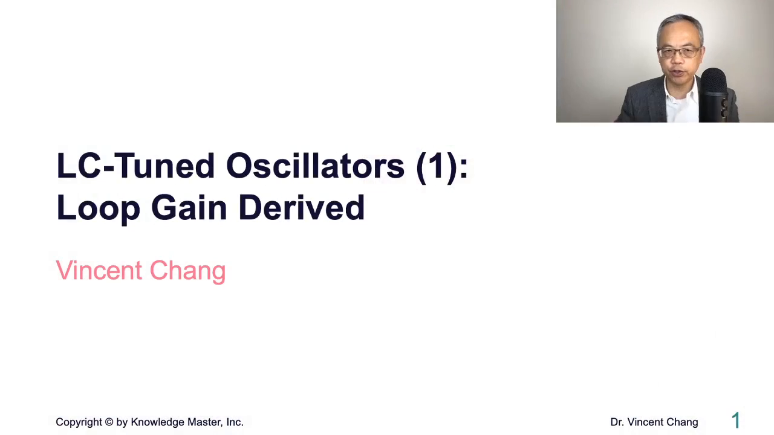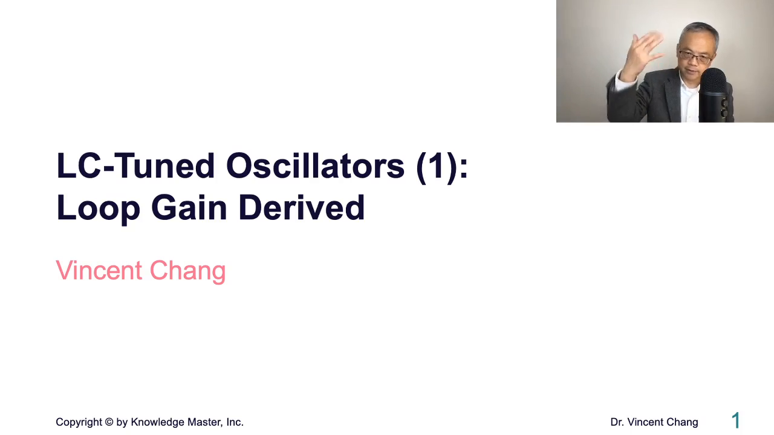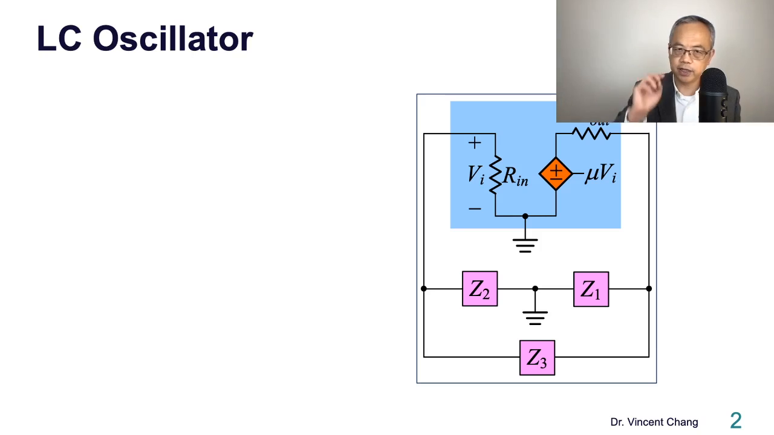This is Vincent Chang. In this lecture, I'm going to show you the LC-tuned oscillators. LC-tuned oscillators part 1, loop gain derived. So let's focus on how to get the loop gain for this circuit, and also, before the end of the lecture, I'm going to solve the so-called Barkhausen Criterion to get the minimum requirement for starting the oscillation and also the frequency of oscillation.